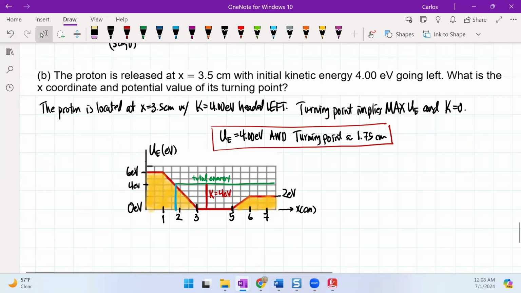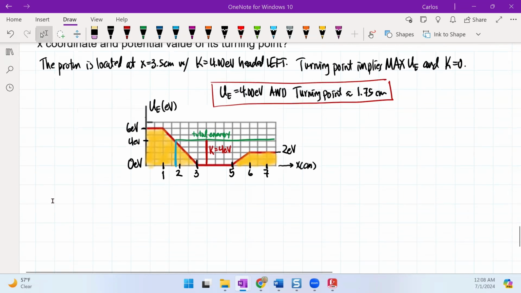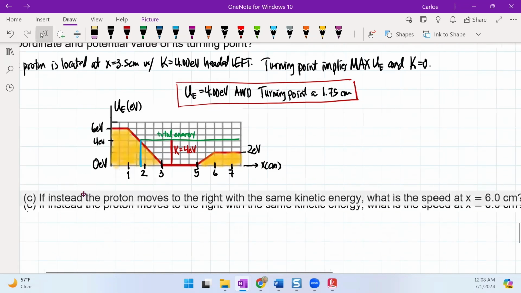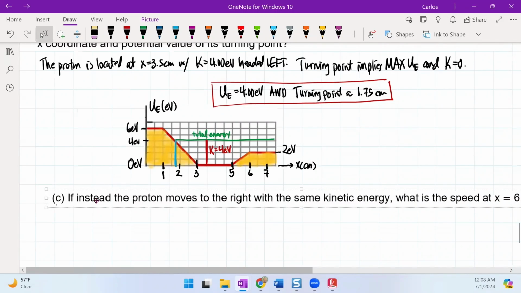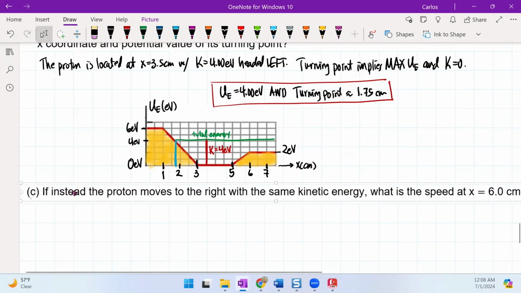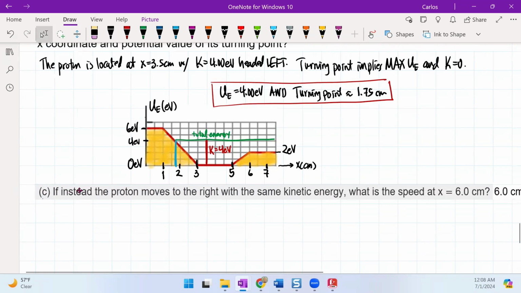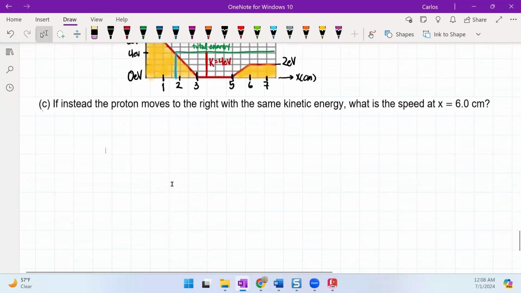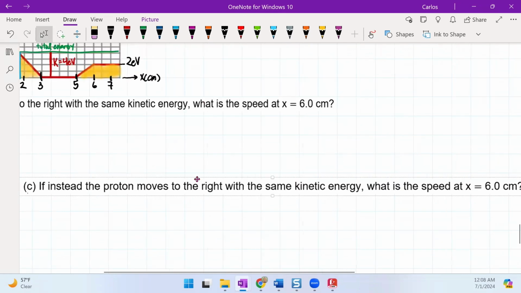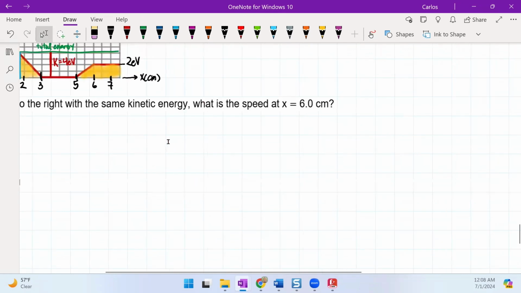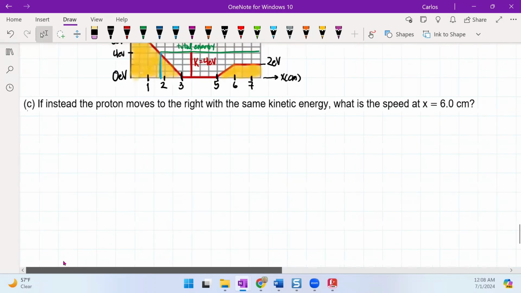So now, if I go to C, it's asking for this detail. C says if the proton moves to the right with the same kinetic energy, what is its speed at 6 centimeters? Let's see if I still have the curve. Nope, I don't have the curve. I'm going to have to grab this one and then I'll modify it.